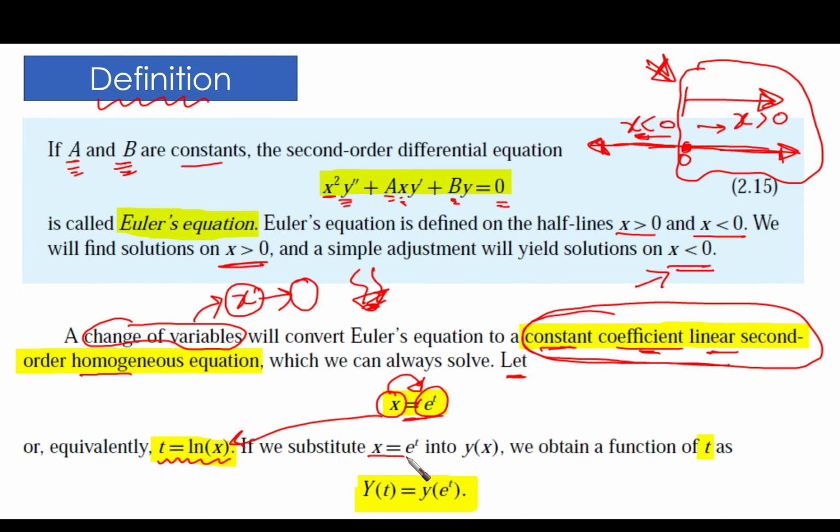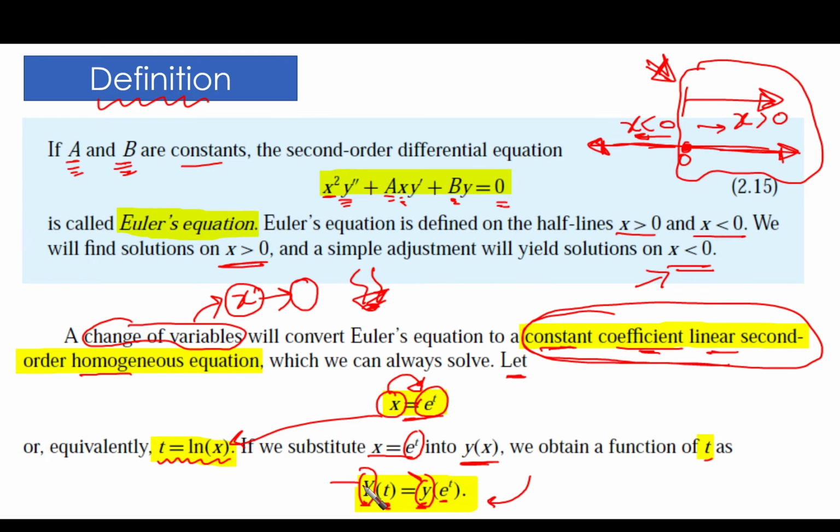If we substitute x, which equals e to t, into y of x, the main differential equation, we obtain a function of t, because we are going to remove x here and put instead of it the new parameter that we have used, which is t. Then we obtain a function, y uppercase in the new variable t, and this function equals y lowercase, which is related to x, which is e to t. So take care of the uppercase and lowercase.